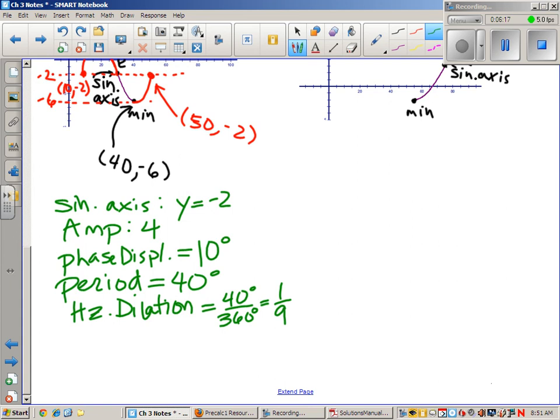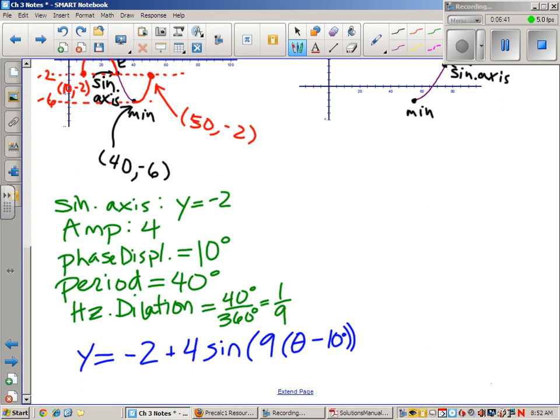Right? So using all these pieces, write the equation. Sinusoidal axis, -2 plus 4 cosine. Oh no, I was using sine, wasn't I? Undo. Okay, sine of 9 times theta minus 10. Okay, so I have my phase displacement of 10 degrees.